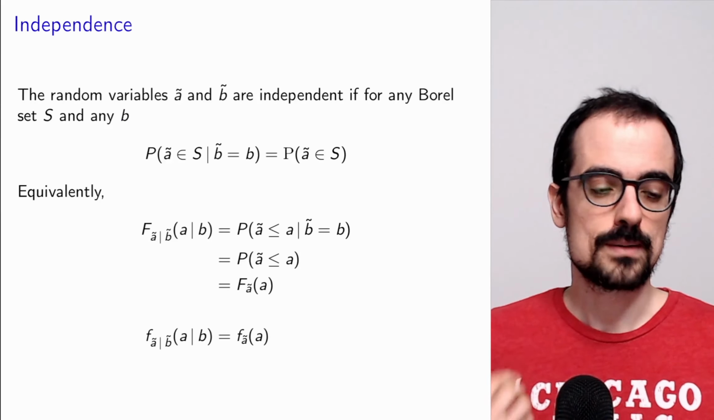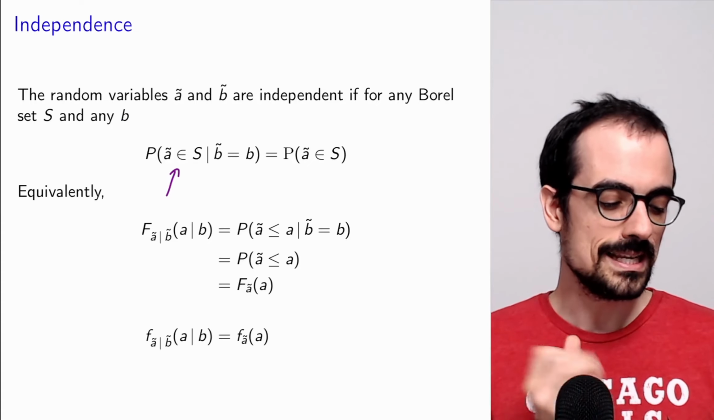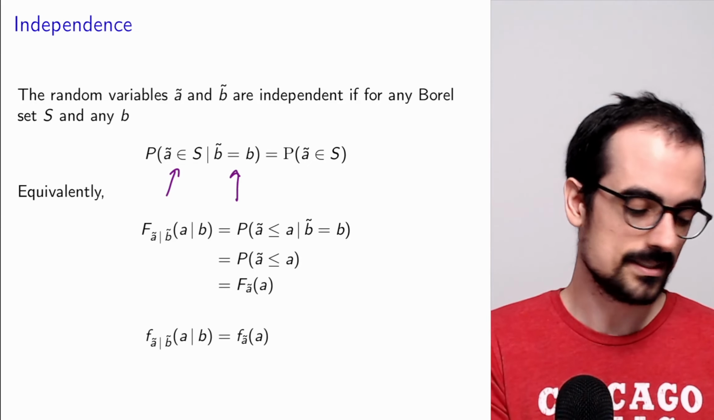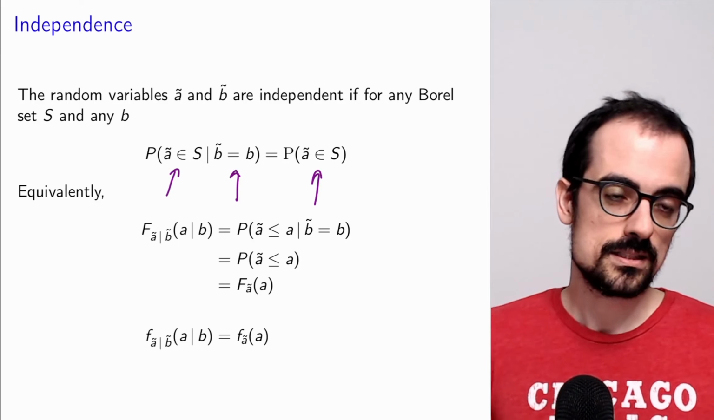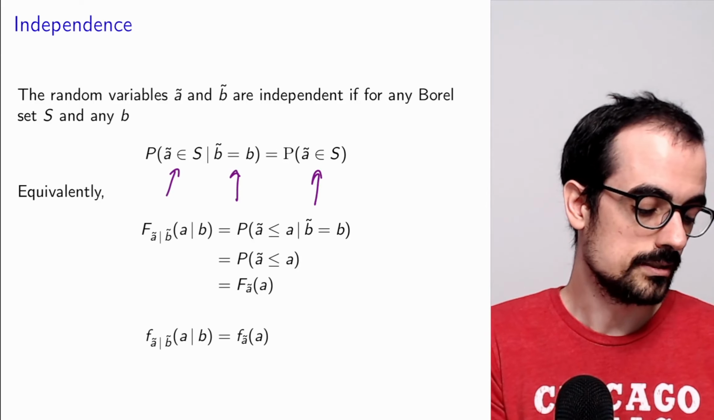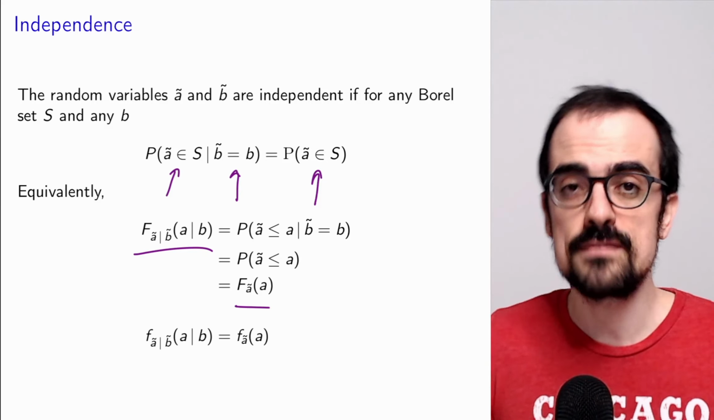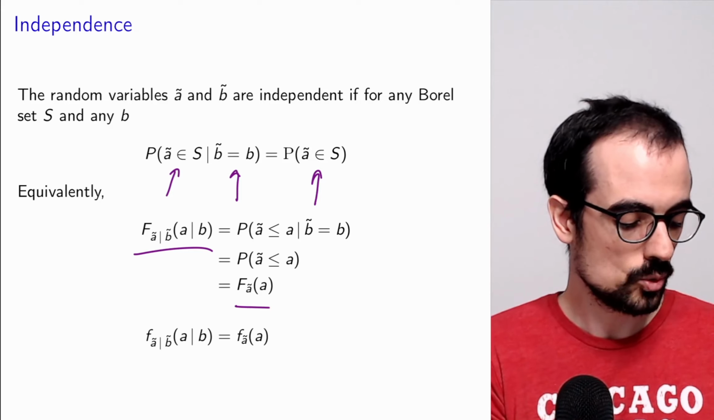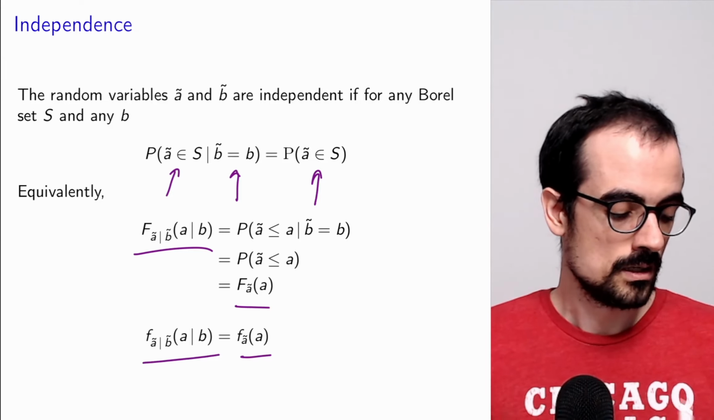If these were exactly the same, then we would say that the two random variables are independent. Two random variables are independent if the conditional probability that one of them belongs to any set conditioned on the other one is just equal to the probability without conditioning. This is equivalent to the conditional CDF being equal to the marginal CDF, again equivalent completely to the conditional PDF being equal to the marginal PDF.